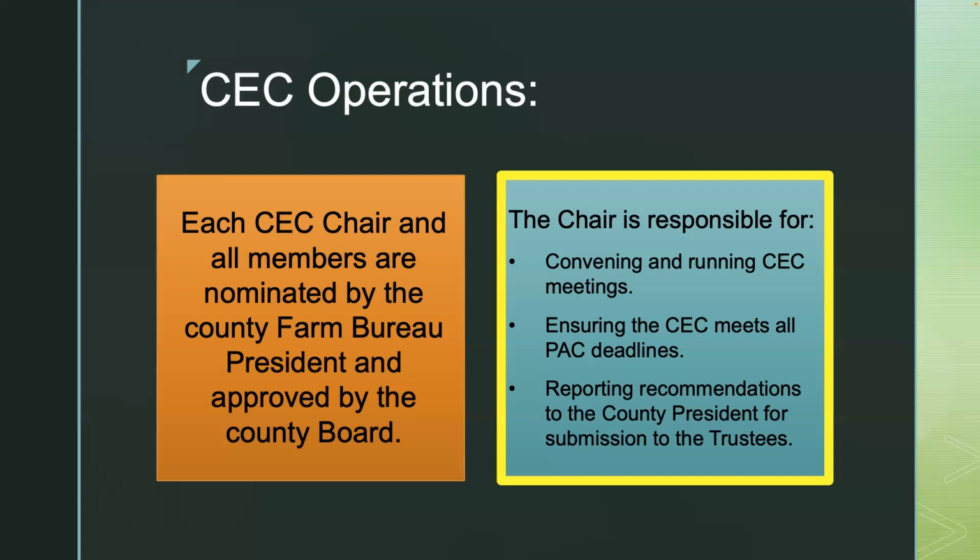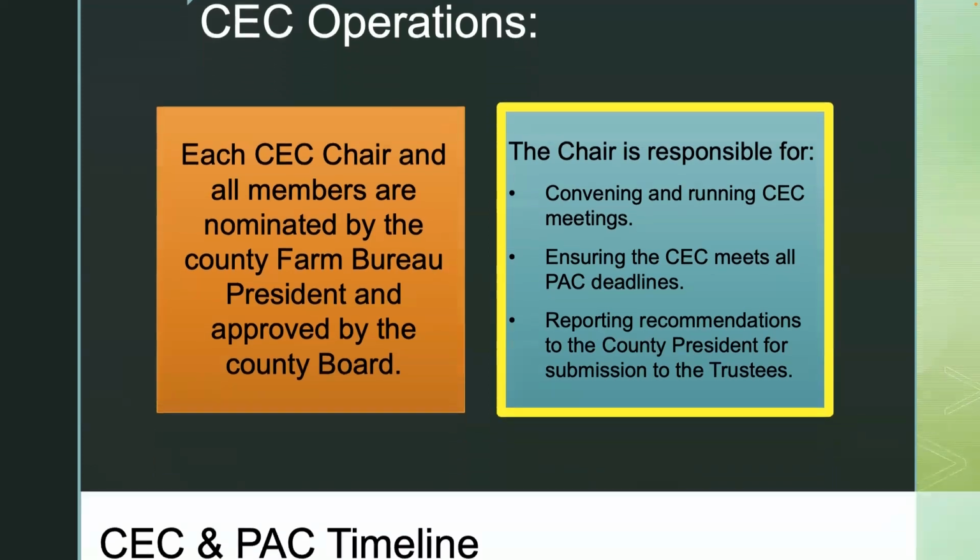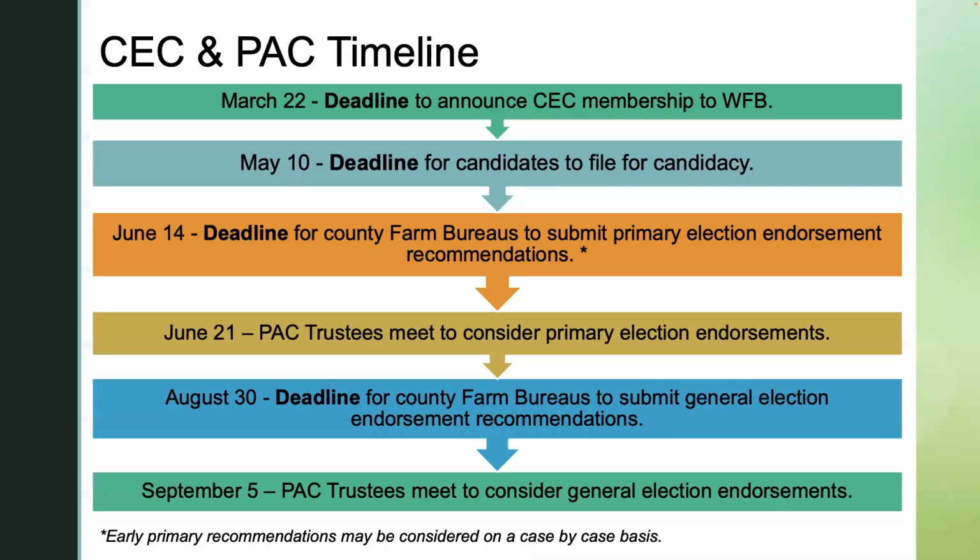So ultimately, the chair is responsible for taking the CEC recommendations, submitting that to the county Farm Bureau board, in particular the president. The board will then be able to review those recommendations and then submit those on to the PAC trustees. So here, like I mentioned, is the timeline. So this is a little bit more of just pulling out some highlights to keep in mind.